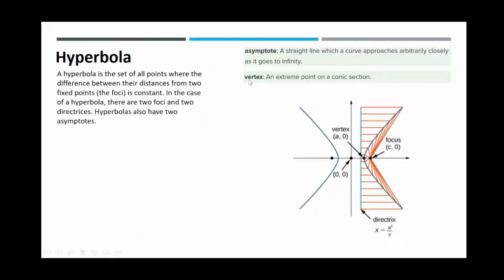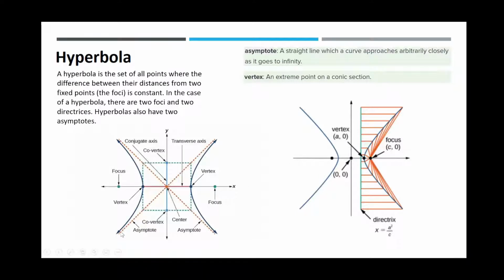So two definitions to start off with. A vertex we've seen before, it's an extreme point of a conic section. Over here it would be these two closest points of the blue curvy graphs, so this point and that point. We have an asymptote here, which is a straight line that the curve will be approaching closer towards. Unlike a parabola, this U shape is going to become straighter and straighter and approach a straight line, which will be an asymptote. So here is a picture that shows the asymptote. This hyperbola approaches this straight line.